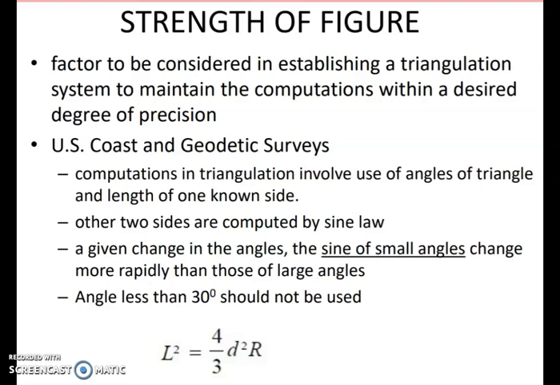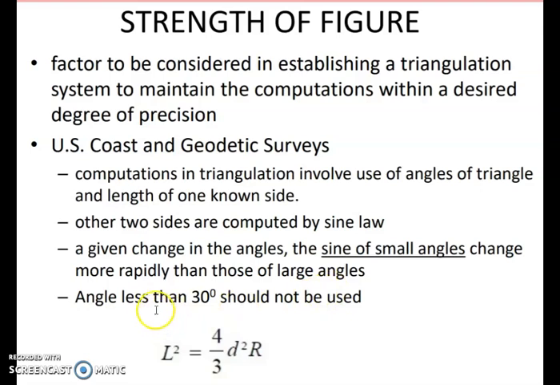One side length is sufficient. So what is basically the sine law? It is that the ratio of any side of the triangle divided by the sine of the angle opposite to it is constant. You make use of this theory that we learned in fundamental geometry, and you calculate the other two sides.